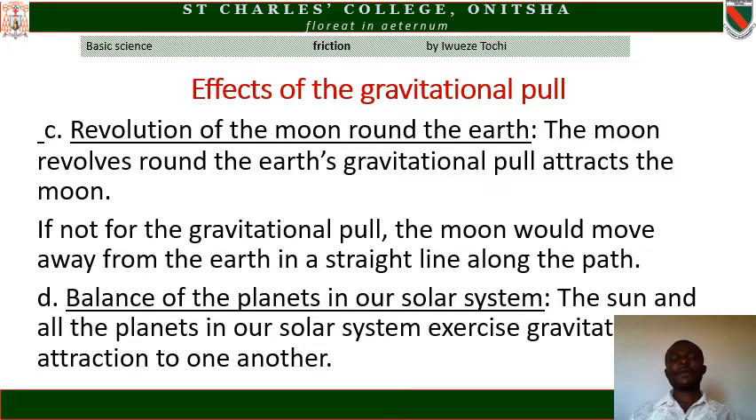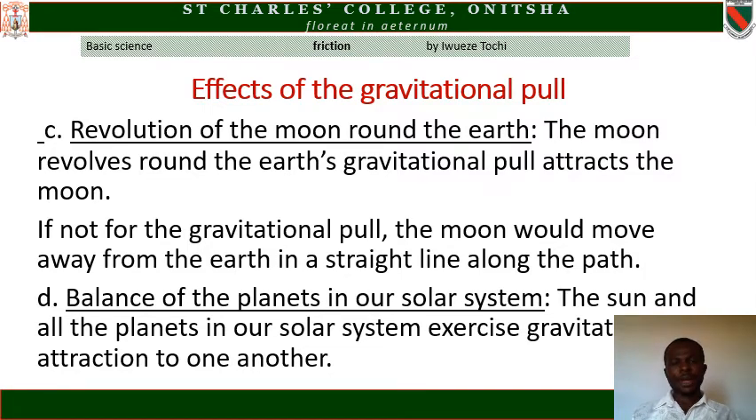C. Revolution of the moon around the earth. The moon revolves around the earth. The moon is the satellite of the earth. Now, while the moon is moving around the earth, gravitational force makes the moon continue to move in its path without missing direction. The moon rotates continuously around the earth without going off from the original track.